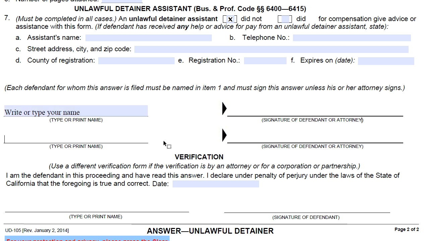So if you were filing this with somebody else, so there are two of you, then the other person who would also be your co-defendant would end up putting their name down and signing it. And then finally, one more time on the bottom here, one of you needs to type or write your name and then sign it, and then file it with the court and serve a copy on the landlord or the landlord's attorney. That information will be on the summons.